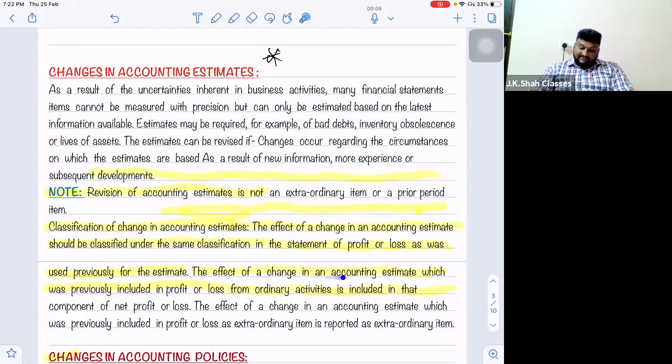Means if the effect of change in accounting estimate, which was previously included in the profit or loss from ordinary activities, is again included in that same component. Means if earlier it was ordinary, now it will again be ordinary only. But the effect of change in an accounting estimate, which was previously included in profit or loss as extraordinary item, is again reported as an extraordinary item only. I hope you're getting this point.